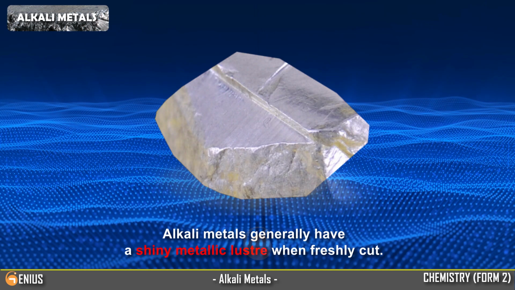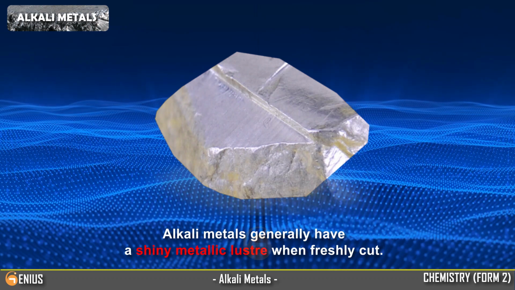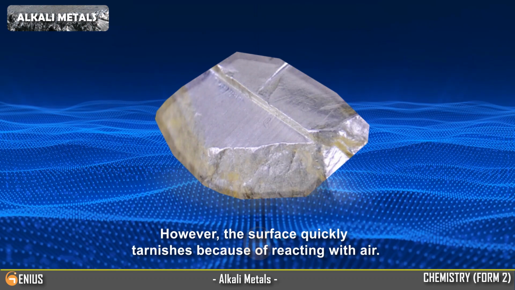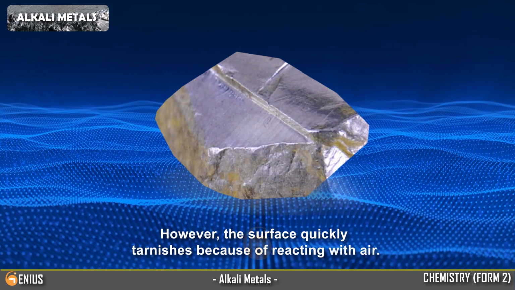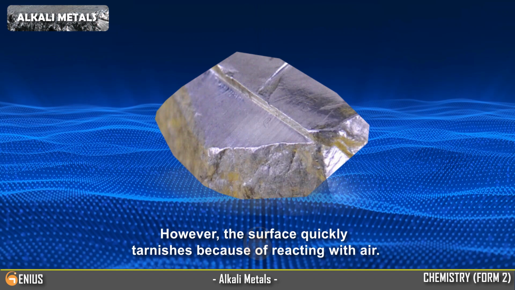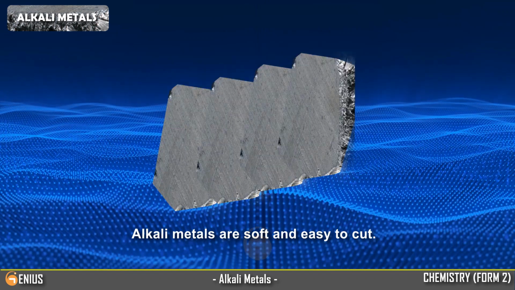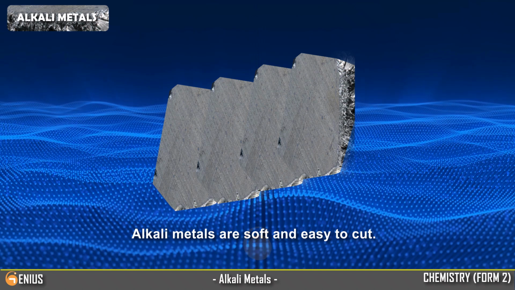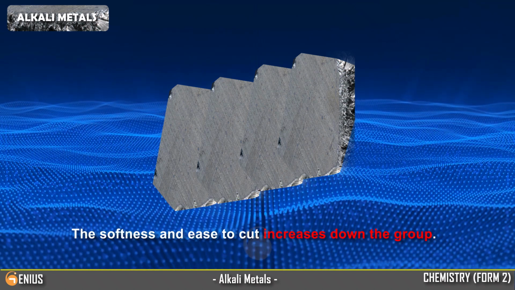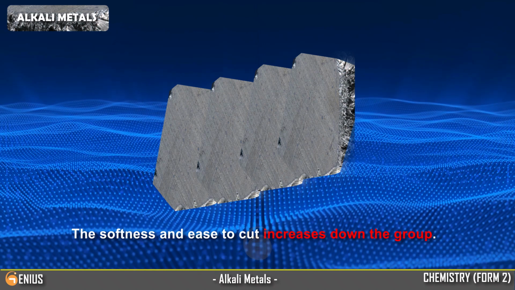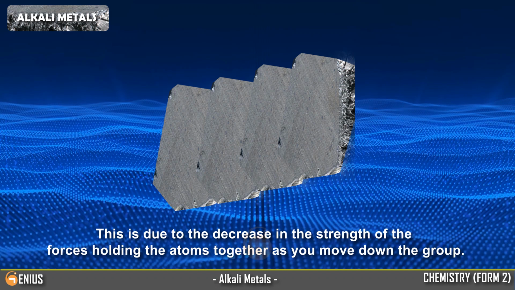Alkali metals generally have a shiny metallic luster when freshly cut. However, the surface quickly tarnishes because of reacting with air. Alkali metals are soft and easy to cut. The softness and ease to cut increases down the group. This is due to the decrease in the strength of the forces holding the atoms together as you move down the group.